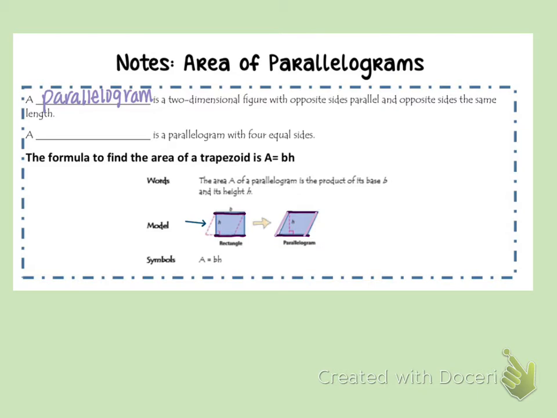A rhombus is a parallelogram with 4 equal sides. So this is a rectangle. This should not say trapezoid, sorry, this is parallelogram, because that's what we're talking about. So the area of a parallelogram is the product of its base and height, just like a rectangle. So it's going to have the exact same formula as a rectangle.